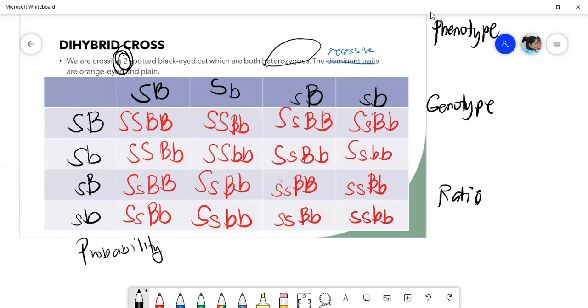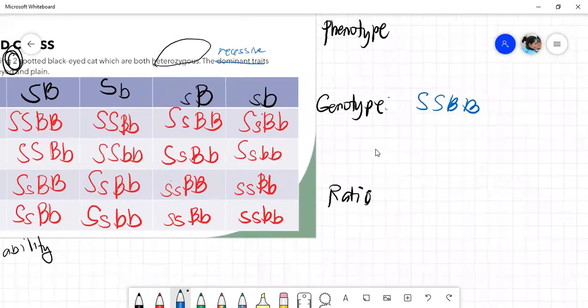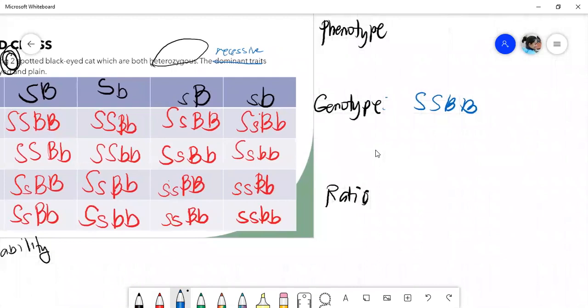So, genotype. How do we get the genotype? It means you just have to list down every allele that is presented in the Punnett square. So we have your S, S, B, B. Then another, we have your S, S, B, B, S, S, B, B.